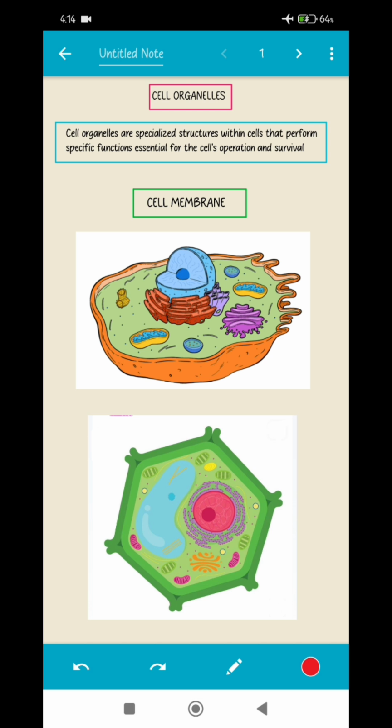Today we are going to discuss cell organelles. This is a part of biology. Hope you are going to enjoy the session. Let's begin. So what are cell organelles?